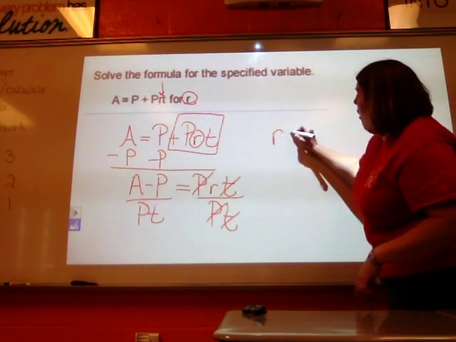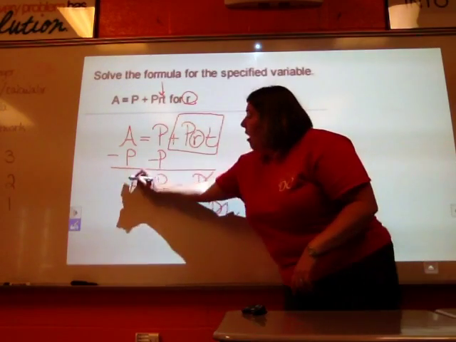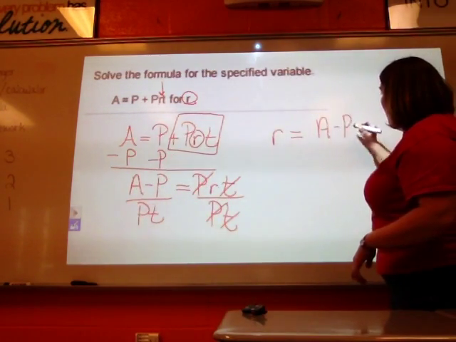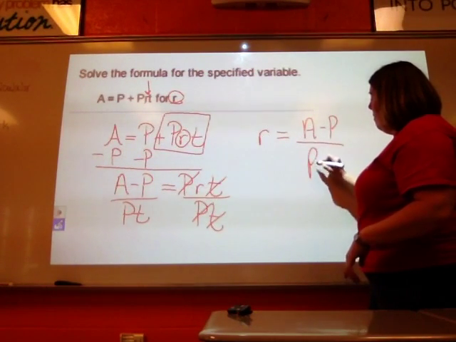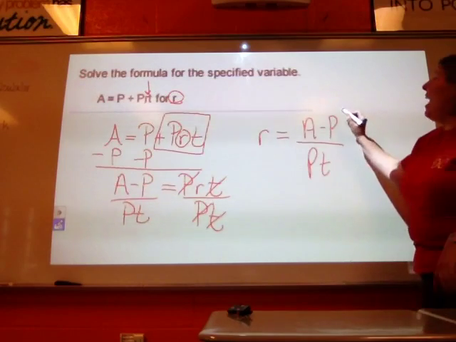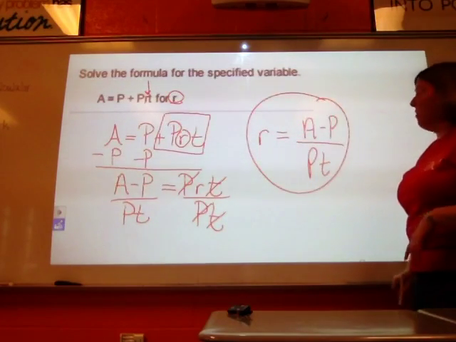So it's going to leave me with R equals, and then all of this over here. It equals A minus P divided by P times T. So this would actually be my final answer.